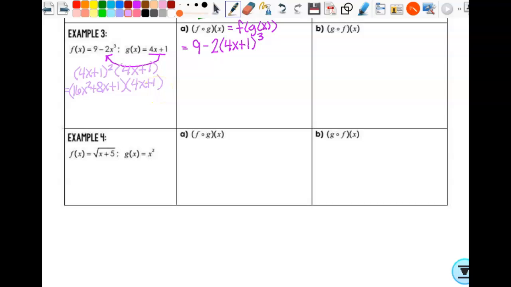Okay. Then here, I'm just going to distribute. I'm going to take 16x squared and multiply it by 4x. That's going to give me 64x to the what? Third. Then I'm going to do 16x squared times 1. That's plus 16x squared. Then I'll take 8x, multiply it by 4x, and that gives me 32x squared. And then 8x times 1 is 8x. Then 1 times 4x, and 1 times 1.